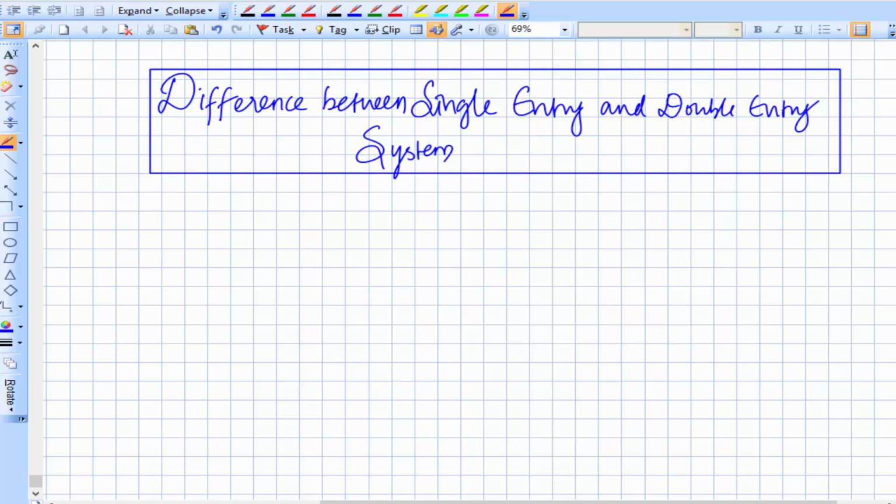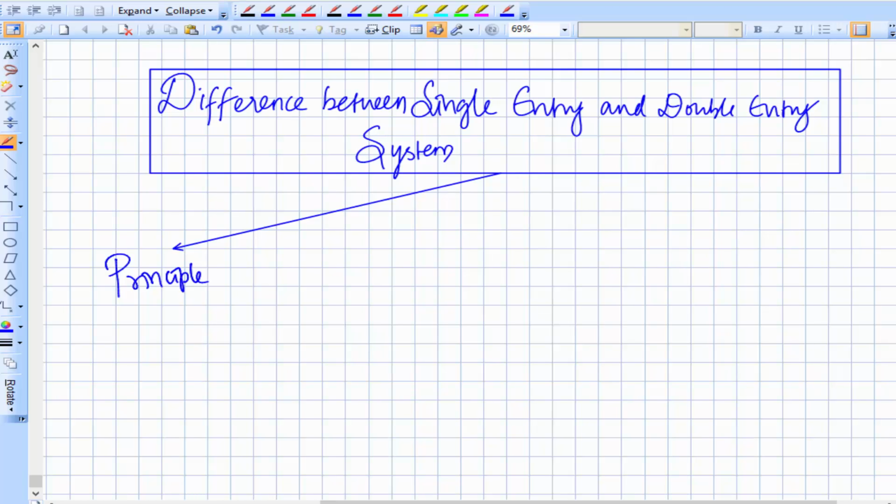Let's see what are the differences between the single entry system and double entry system. Let's go one by one. The first difference that can arise between these two is with regard to principle itself. If you take a double entry system, there is going to be a debit for every credit and vice versa. But in case of single entry system, the debit and credit are not going to tally. That's why we call it an incomplete method.